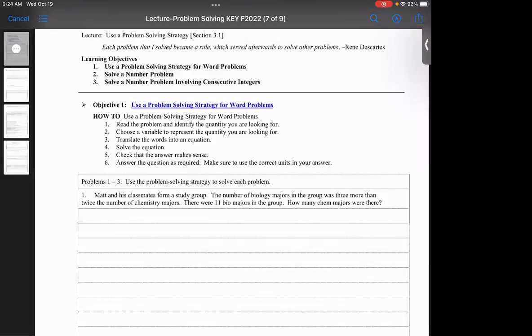Choose a variable to represent the quantity you're looking for. Choose your favorite letter, usually X. Translate the words into an equation. So after you read it, you try to translate the problem into an equation. And then solve. Make sure you check your answer to see if it makes sense.